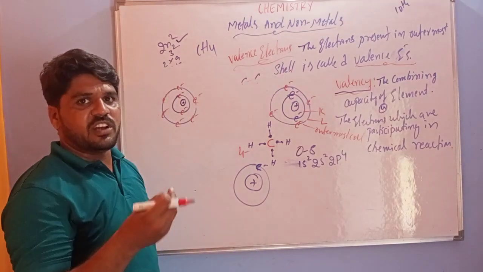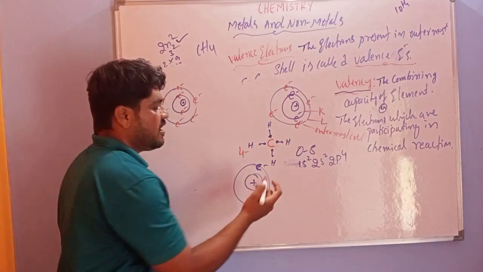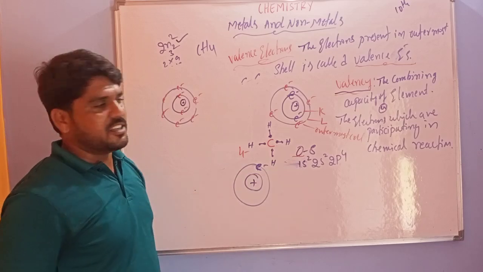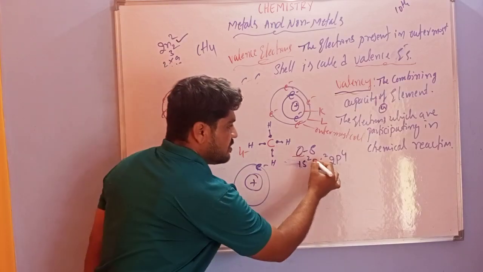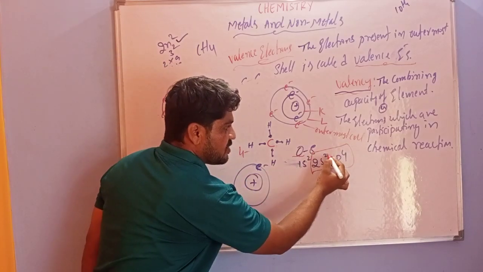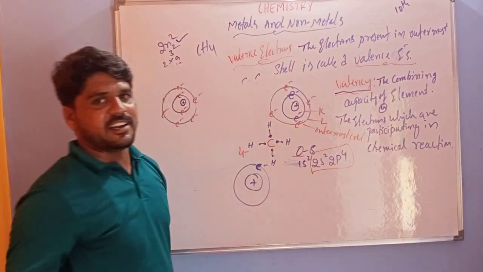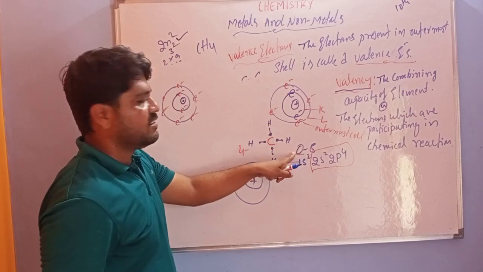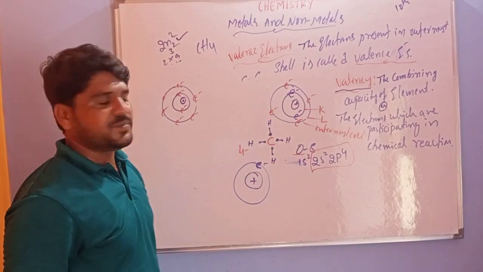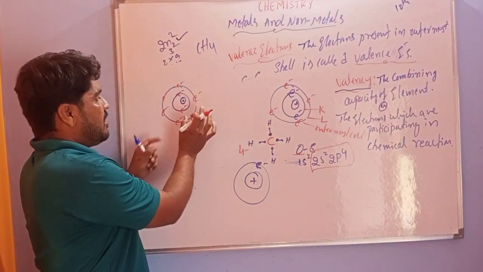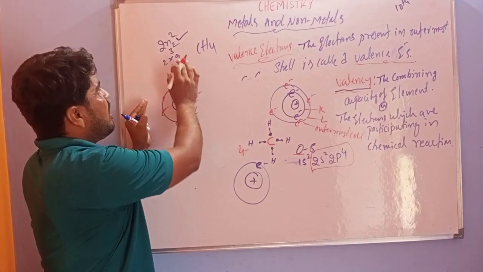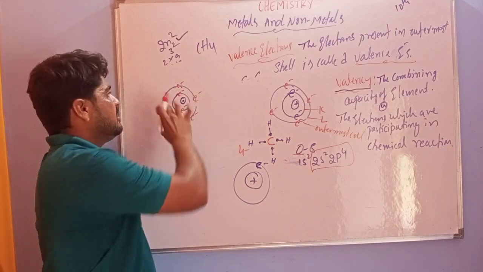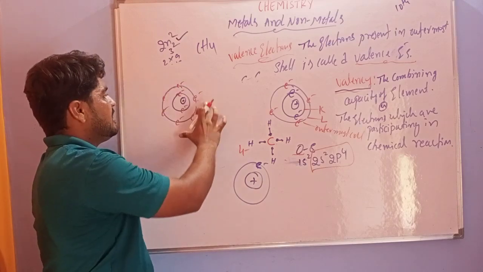I am asking a question: how many valence electrons are present in an oxygen atom? These 6 electrons, 2 plus 4, so 6 valence electrons in a single oxygen element. This is the structure of the oxygen atom. In the first shell we have 2 electrons, and in the outermost shell we have 6 electrons.